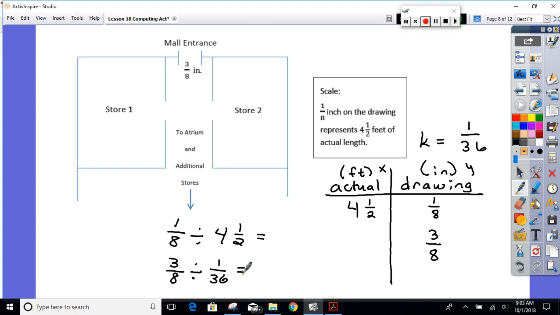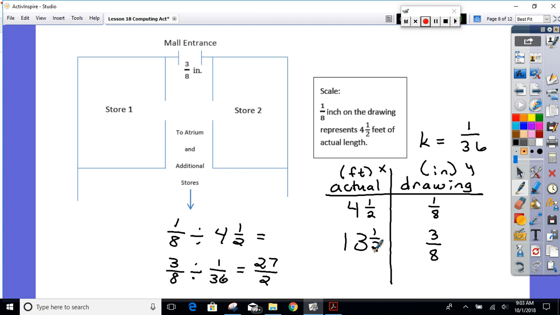What do you get? Anyone have an answer? Charlie? I got 27 over 2. Okay, good. You get 27 over 2. What does that become as a mixed number? 13 and a half. Good, 13 and a half. So the actual door is 13 and a half feet wide for the actual mall entrance.